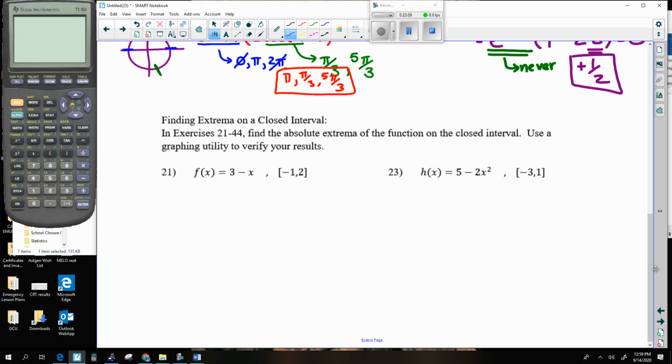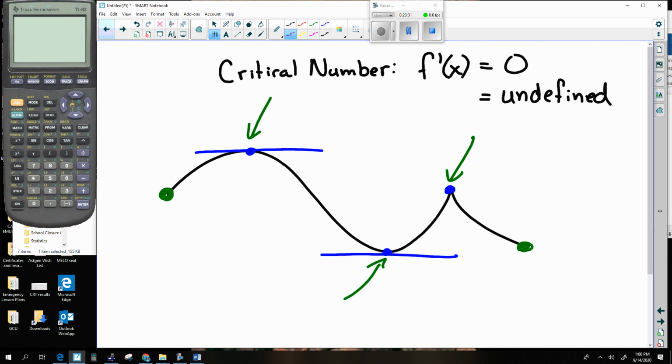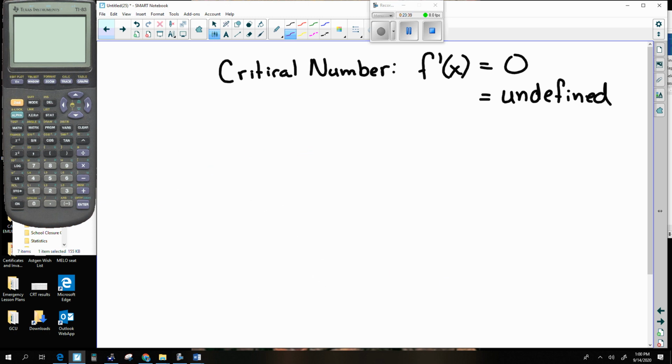All right, so here we go. Moving on. We are moving on to 21, and now we're going to be, in essence, finding the extrema. So we're going to be finding absolute maxes and mins, and we are going to do what is known as the candidates test. The candidates test is this: you find all critical numbers, and we take all critical numbers as well as endpoints.